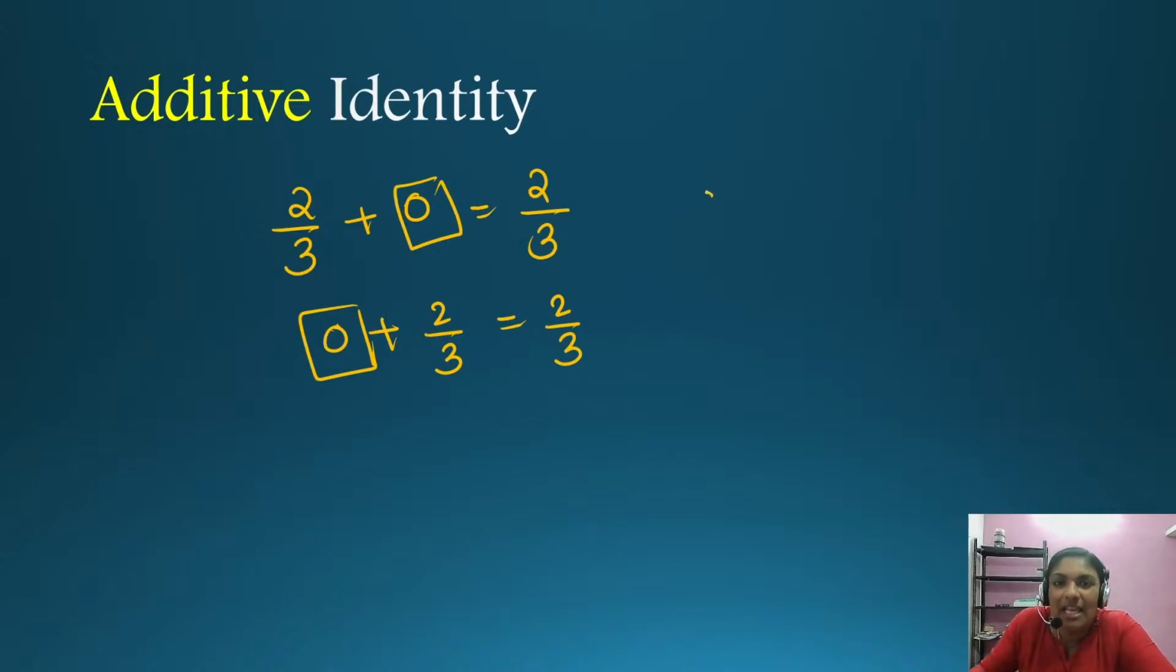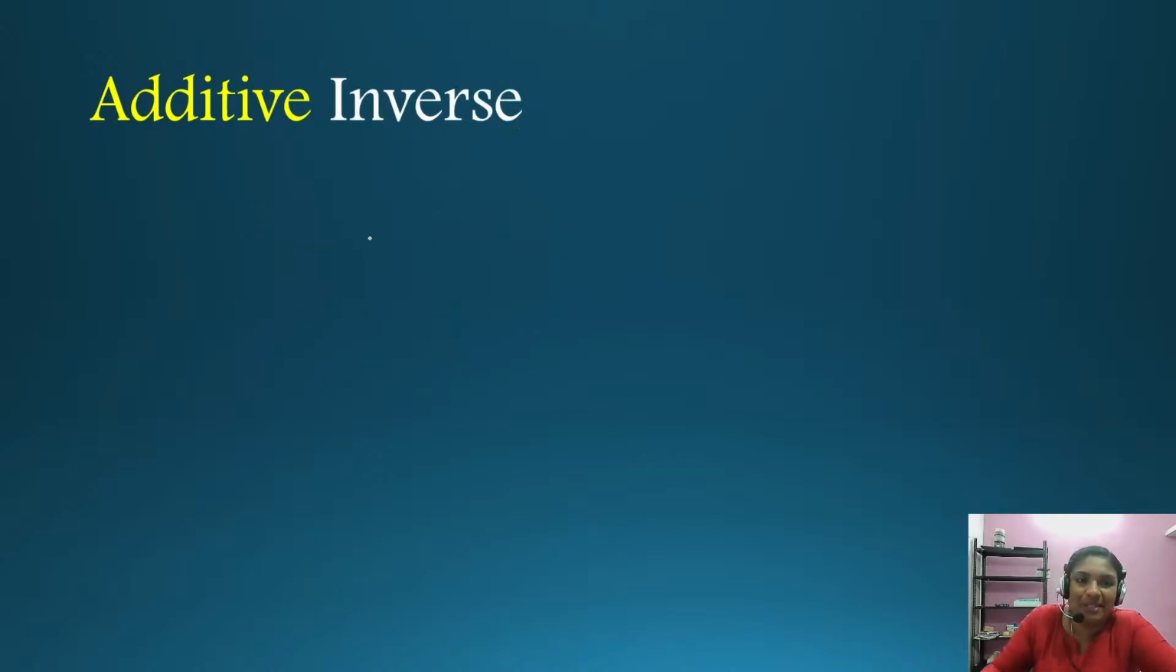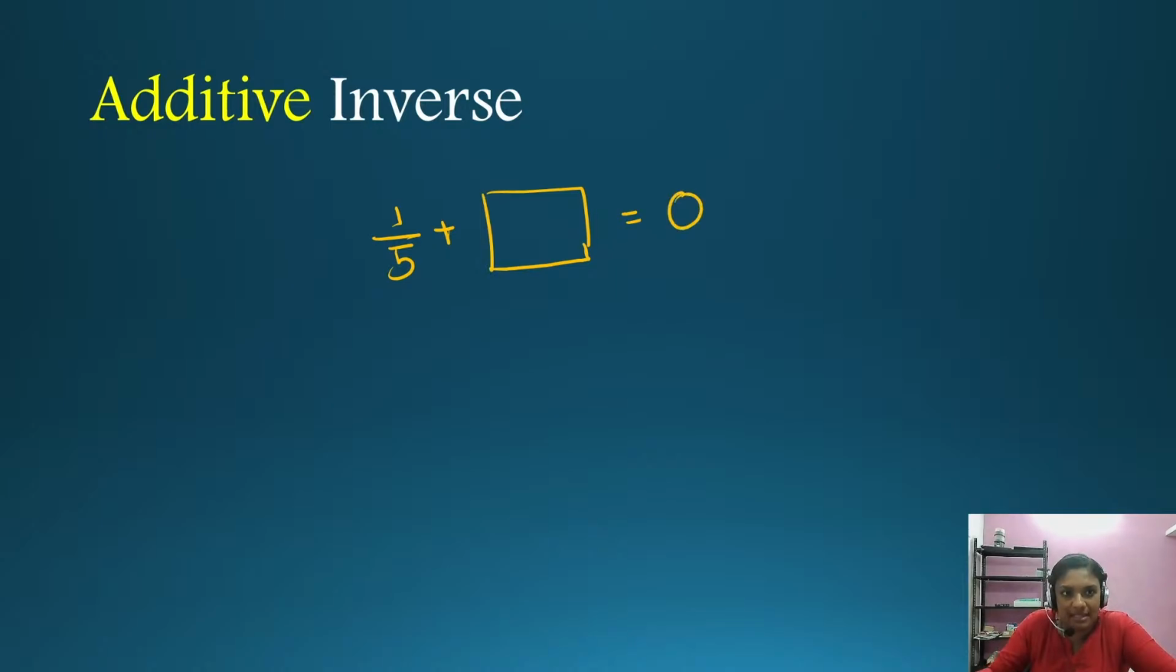So what is additive identity? 0 is additive identity. Now comes additive inverse. Let's say a rational number 1 by 5. If I add 1 by 5 with some other rational number and I get 0 as the result, then what will be that rational number? I will repeat the question.